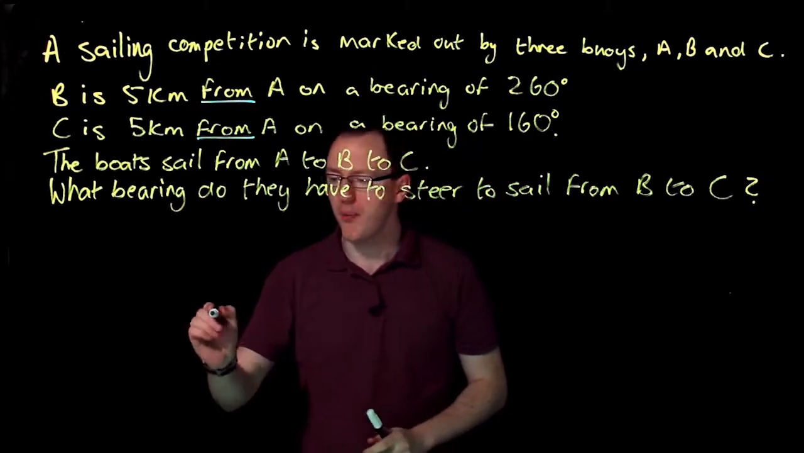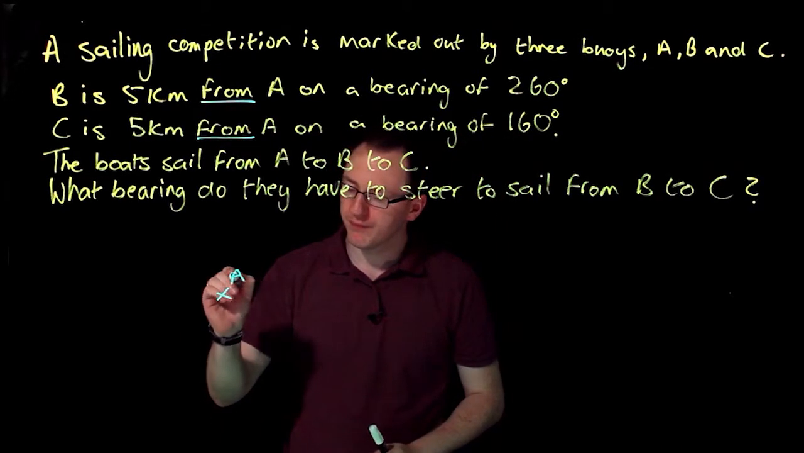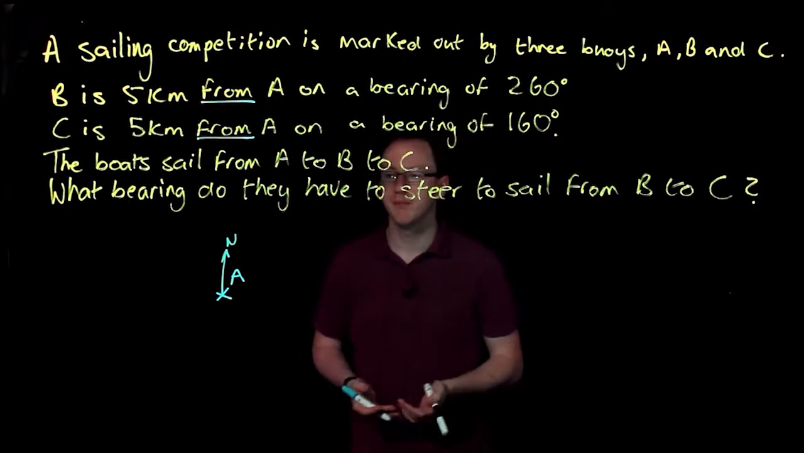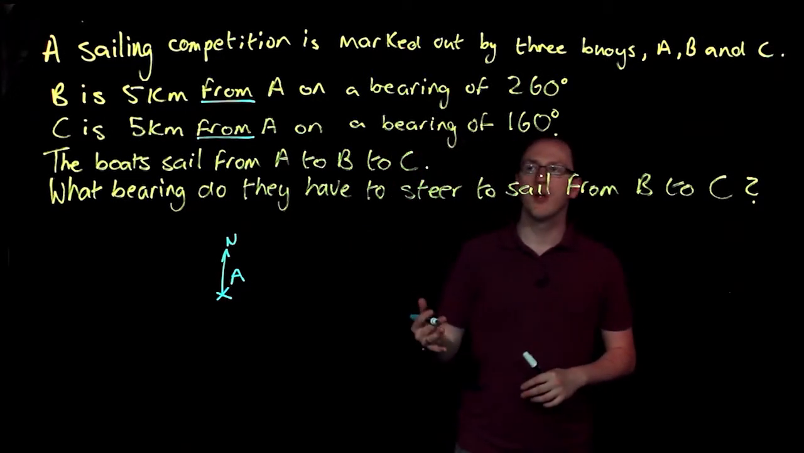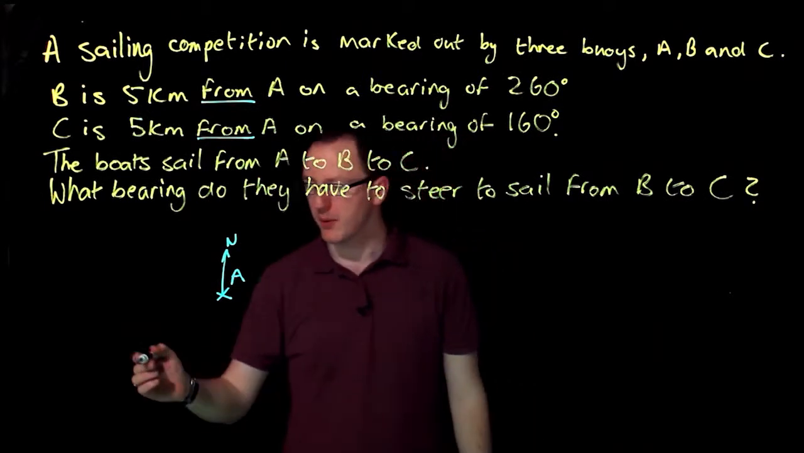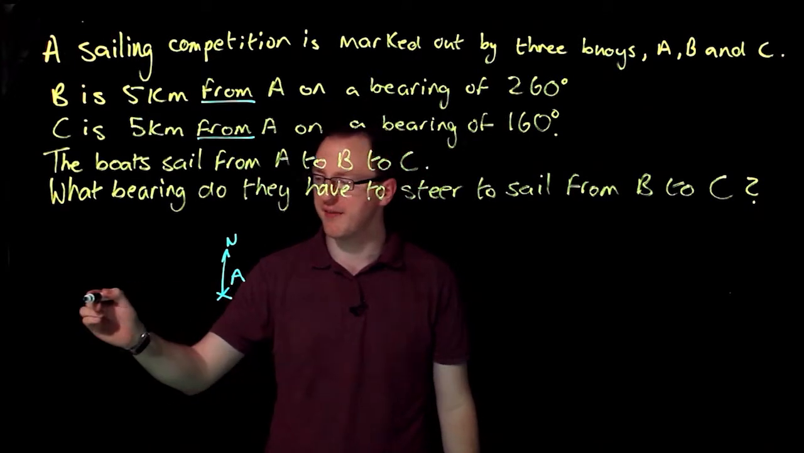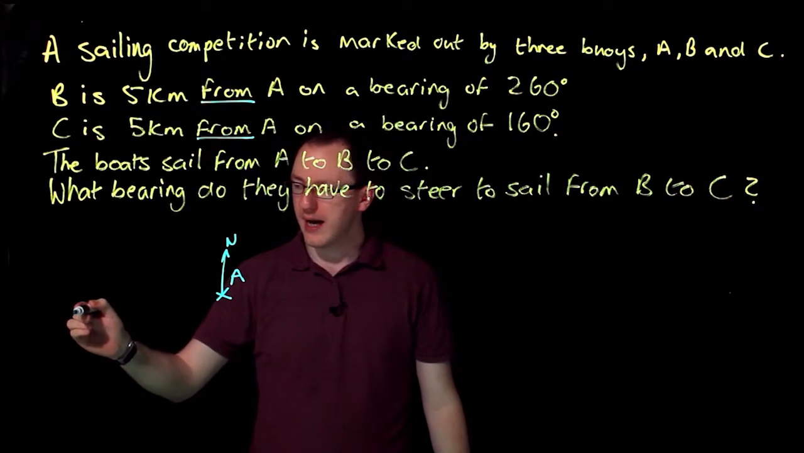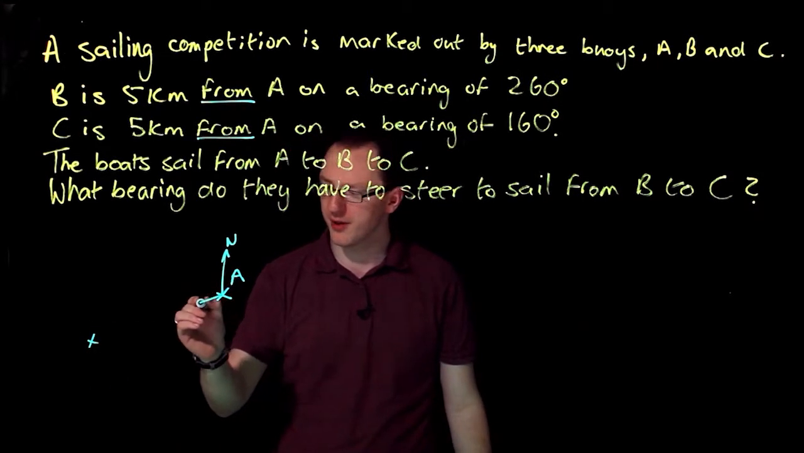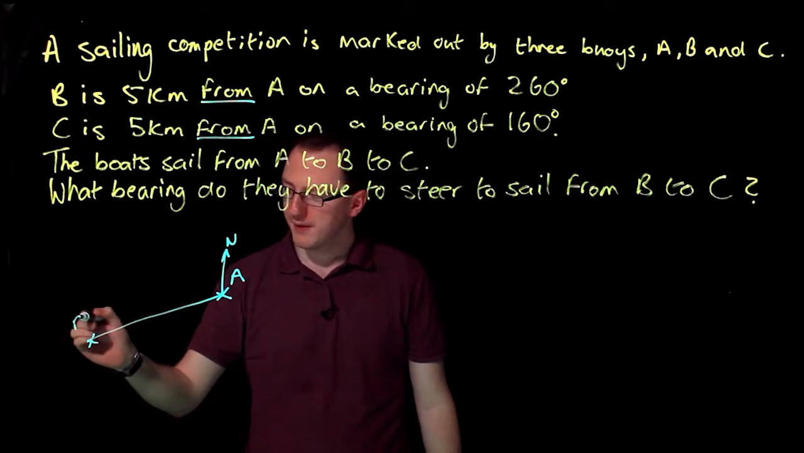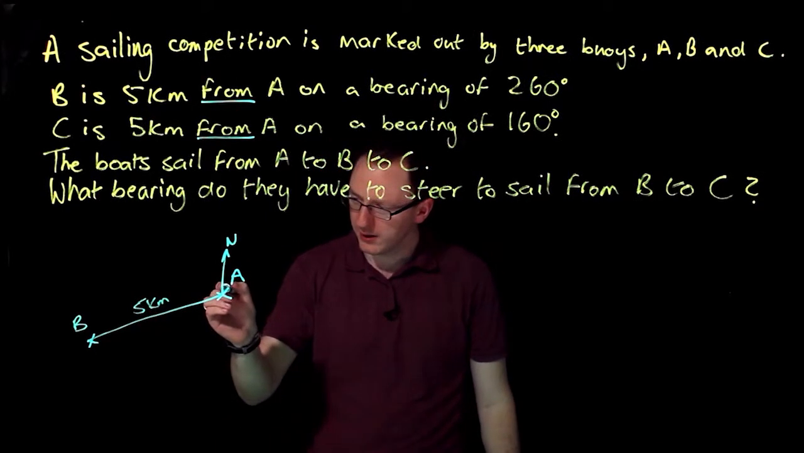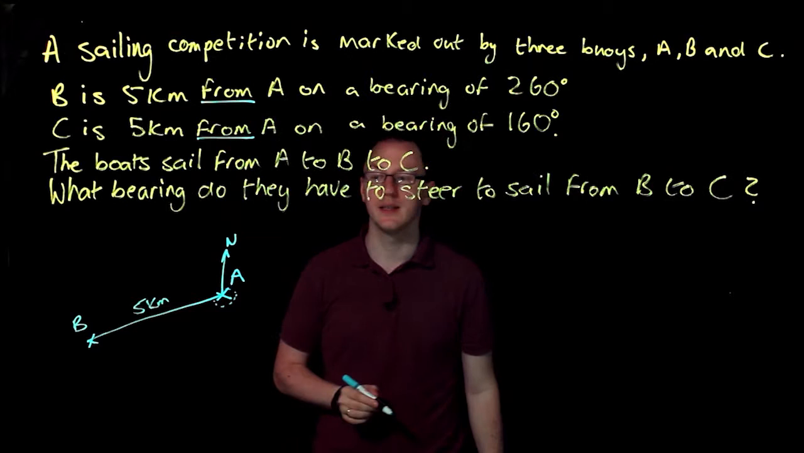So let me mark on buoy A first. I'm going to mark on north, straight up my page. I'm told that B is 5 kilometers from A on a bearing of 260 degrees. This is a sketch to help me work this out. If 270 is due west, then 260 degrees is going to be a bit further anti-clockwise from that, so down from that. So there's B, 5 kilometers, and that angle is 260 degrees.